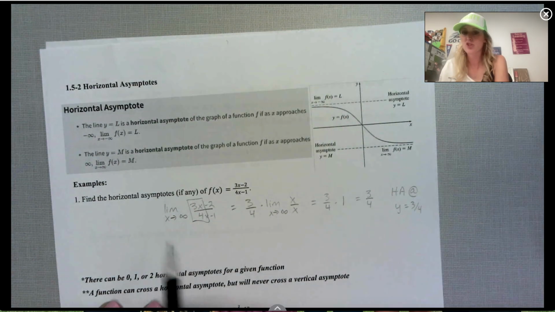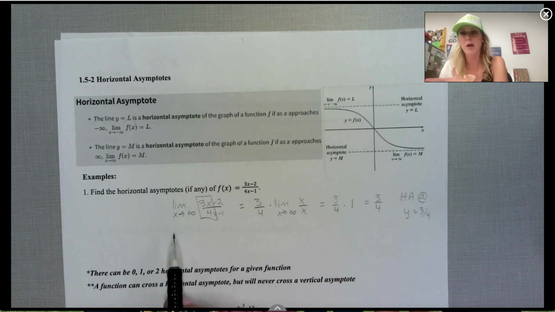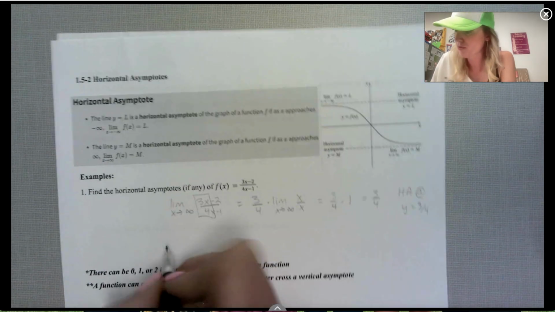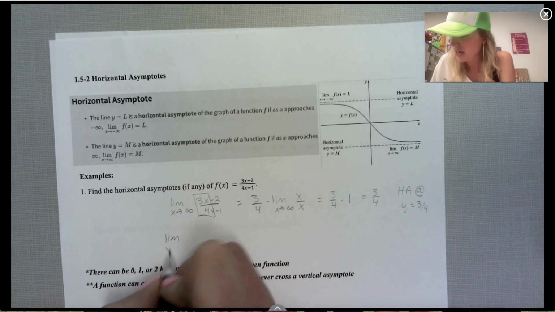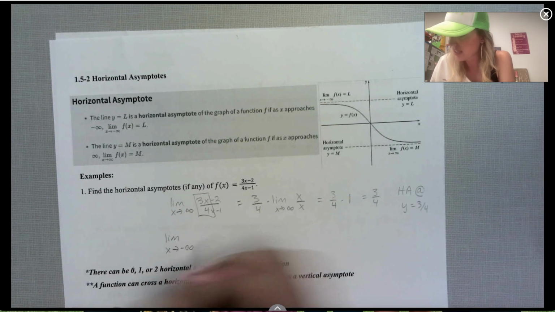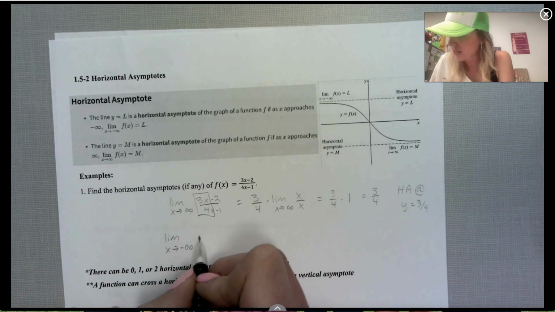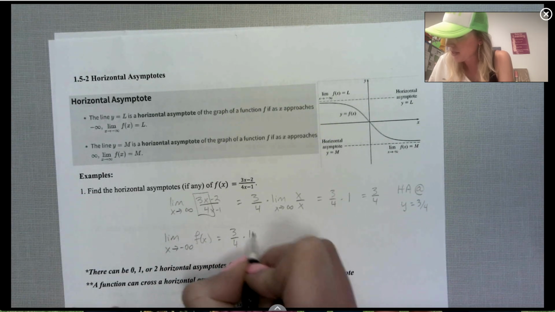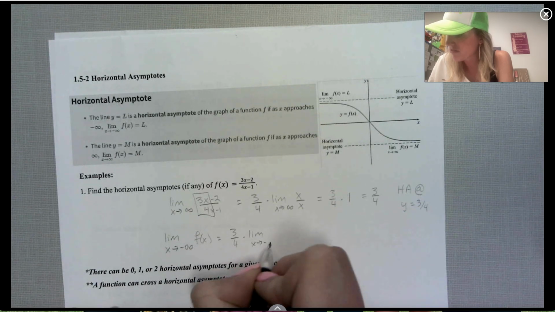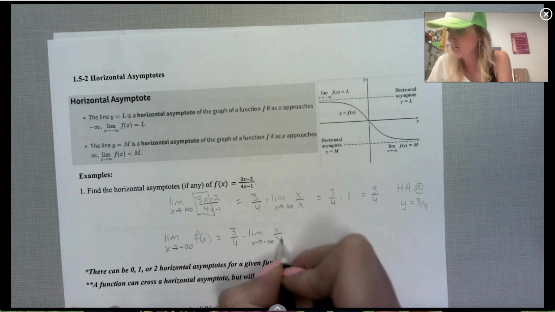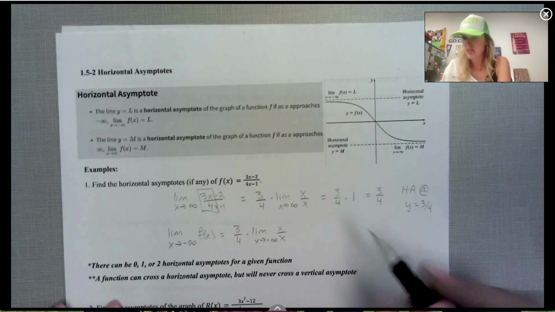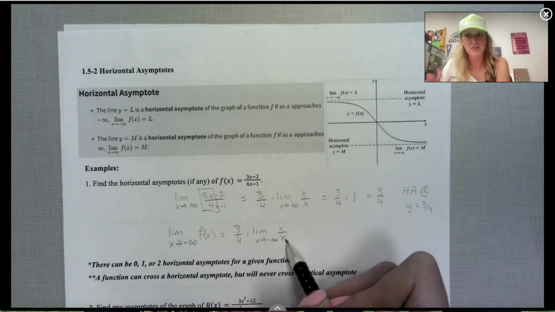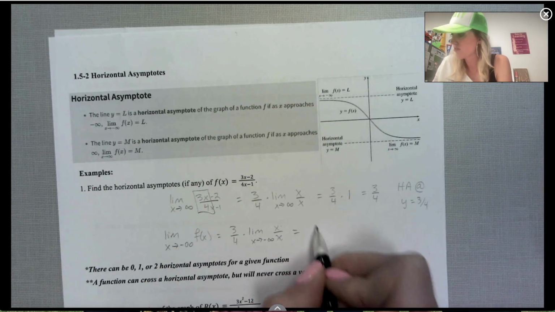Okay, now we do need to check both sides. We need to check when I approach positive infinity and negative infinity. So we're going to do the same thing, and we can actually jump right to this step. We get 3/4 times the limit as x approaches negative infinity of x over x. So it's just a good idea to make sure you check your signs. Negative divided by negative would still be positive 1, so we end up with the same thing.